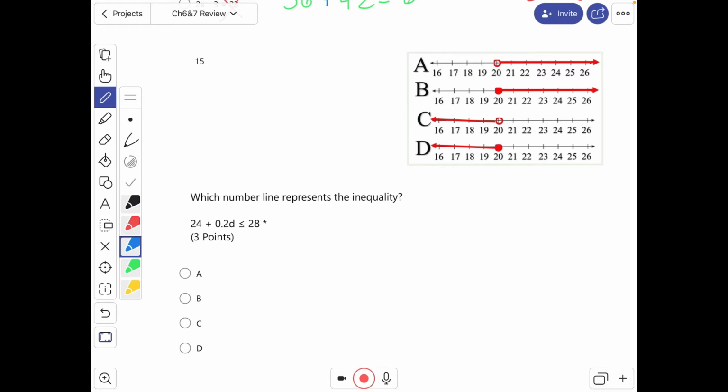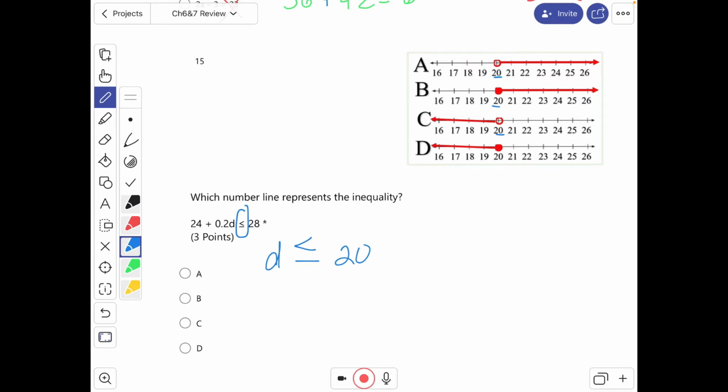Number 15. Which number line represents the inequality? Well, I noticed first of all that all these number lines have a circle or a dot at the 20. So I bet D is going to be 20. Now that sign in between is less than or equal to. Now I don't see any negatives over here. Remember, if you're multiplying by a negative or dividing by a negative, you would have to flip the sign.